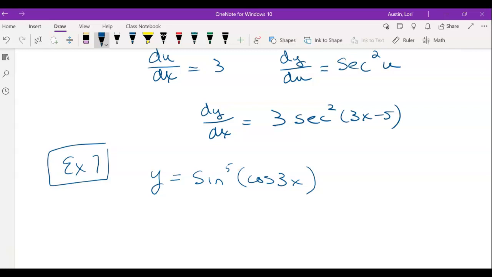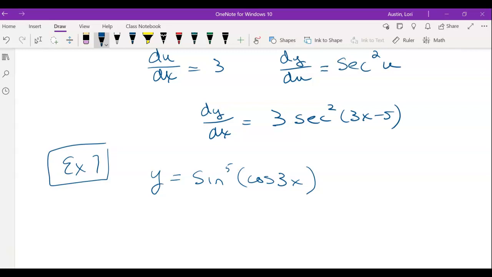So, number 1, do you see multiple functions here? The sine itself, the big outer function, is sine to the 5th power, right? Something to the 5th power. But we also have a cosine function. But that cosine isn't just a plain old x. Do you see that?